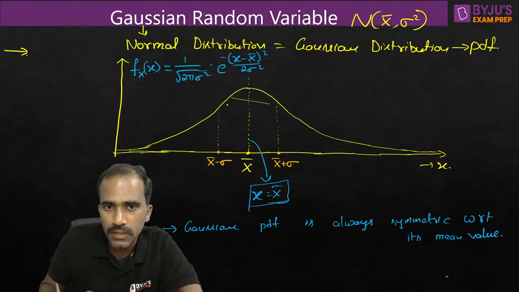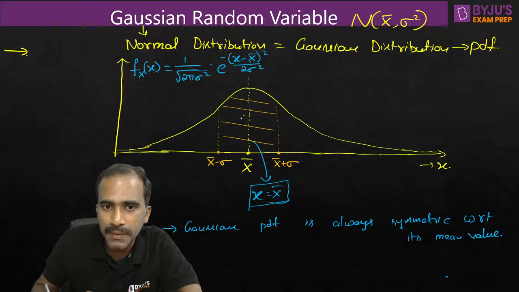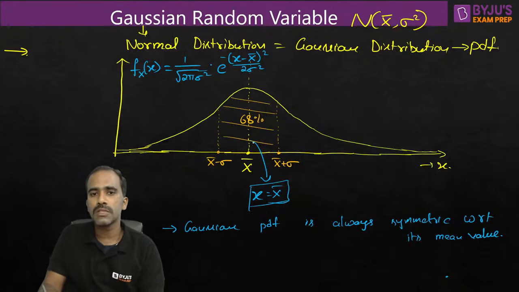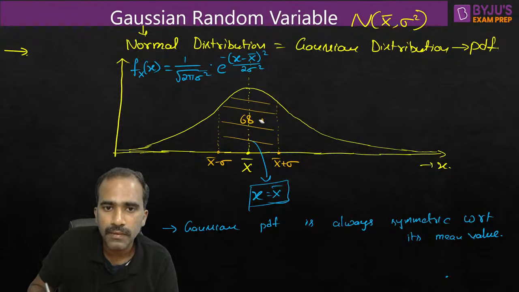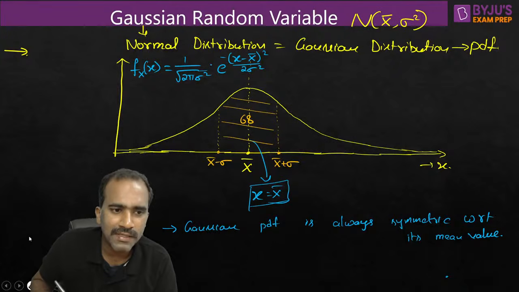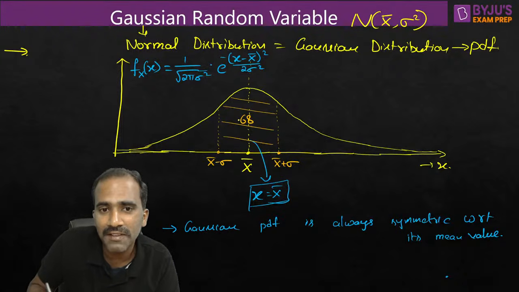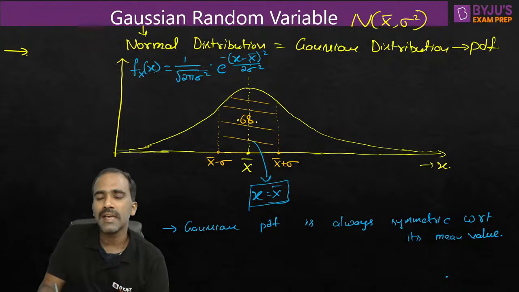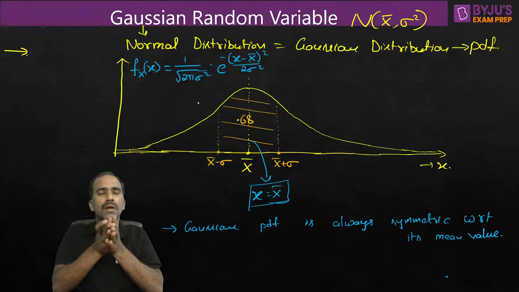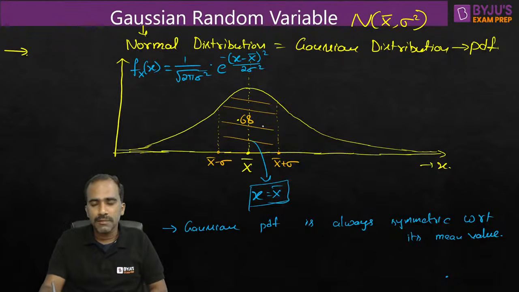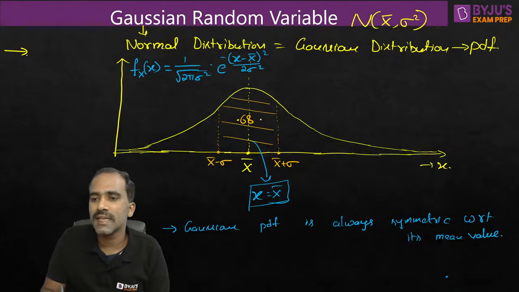This total area, how much is this? This is 68% of the total area. Total area is 1. So this part of the area is 0.68. Mind this, observe this carefully. In many practical situations, this point will be very handy for you. 0.68 is the area covered within 1 standard deviation on both sides. So within 1 standard deviation on both sides, the percentage of area covered is 0.68.